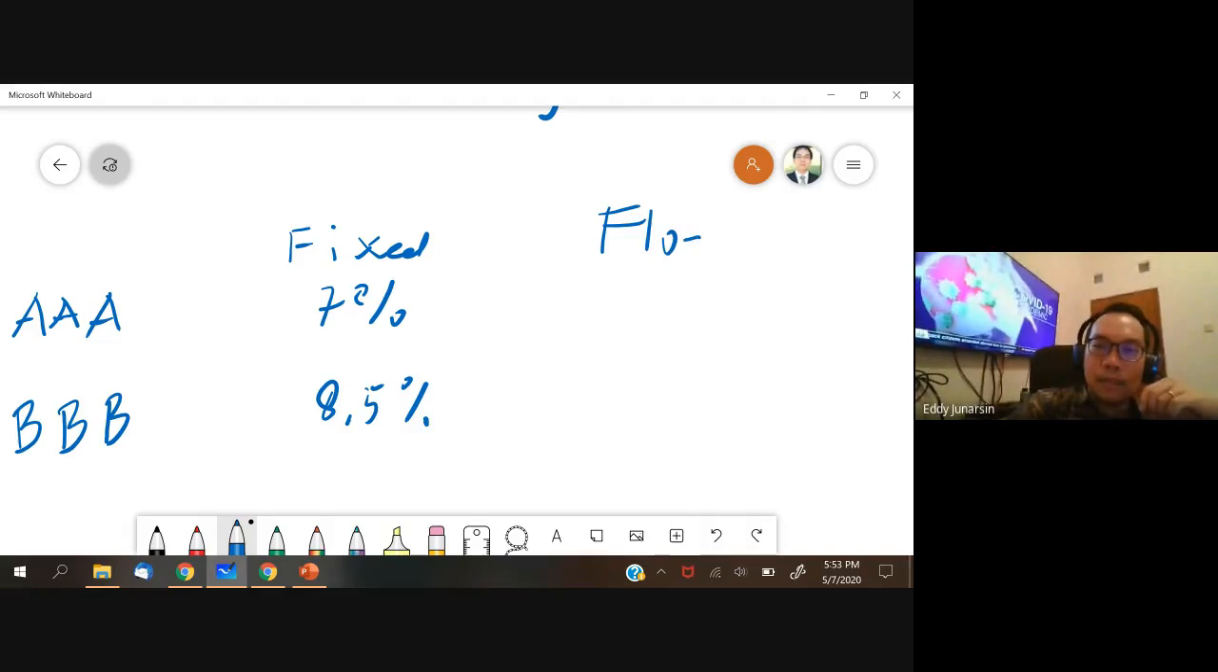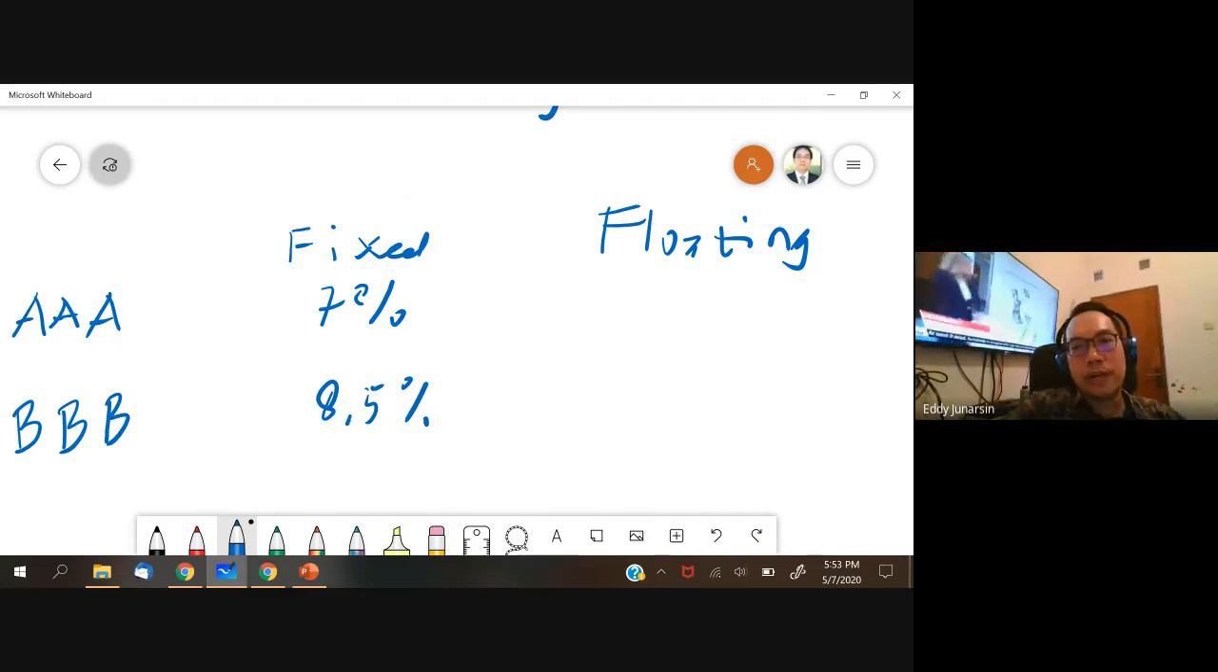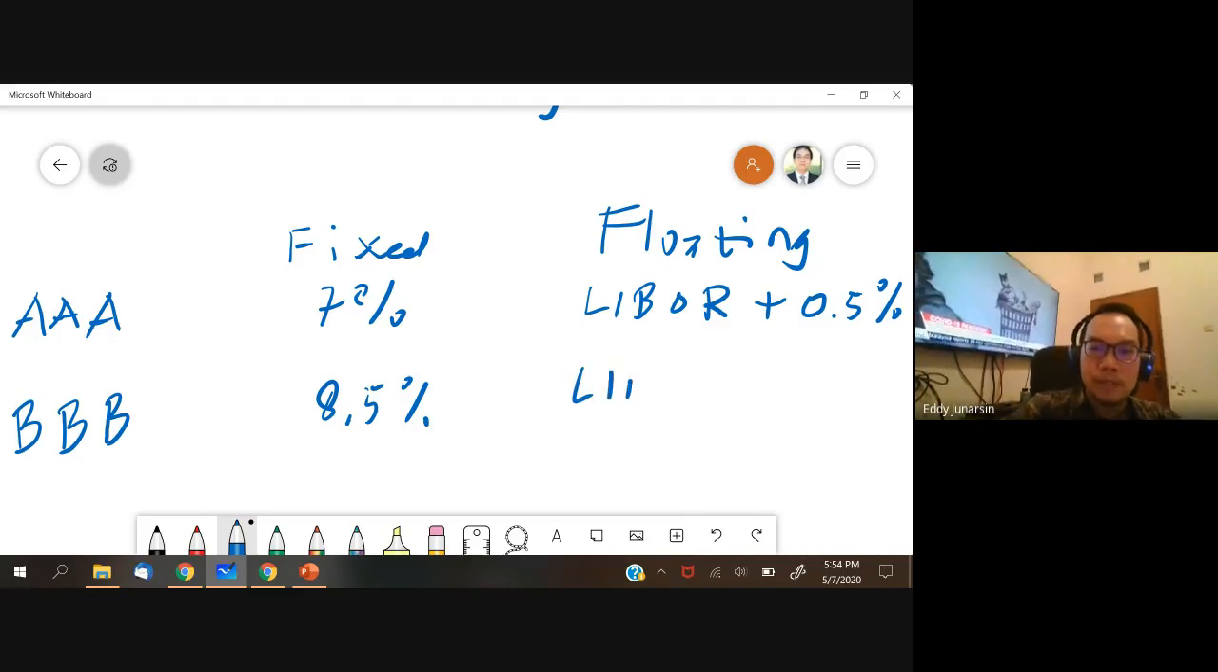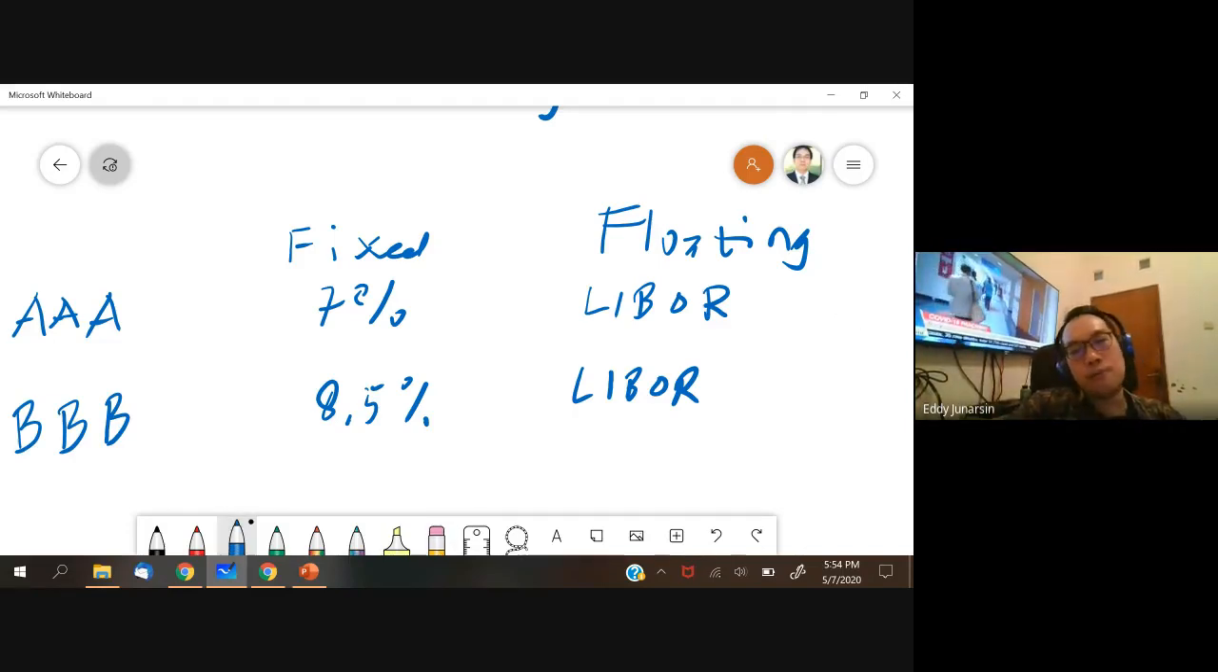And if both companies decide to issue floating rate debts, the AAA firm has to pay, say, maybe LIBOR, and the triple B firm has to pay LIBOR plus half. Okay, quite makes sense, right?